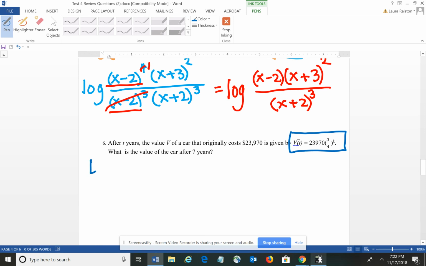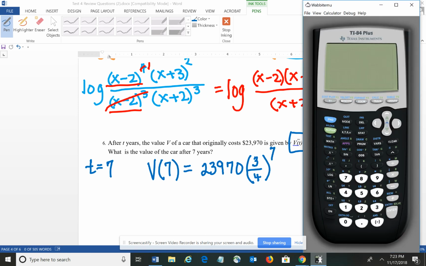So it's telling you, we want to know what happens when t, or the years, is 7. So it's basically going to be a straight, flat-out substitution problem. We have $23,970, which is what we originally paid for the car, times 3/4 raised to the 7th power. And guys, that becomes a calculator problem at that point. Following order of operations, I would do the exponent first. So parentheses, 3, divide 4, close the parentheses, raise it to the 7th power.